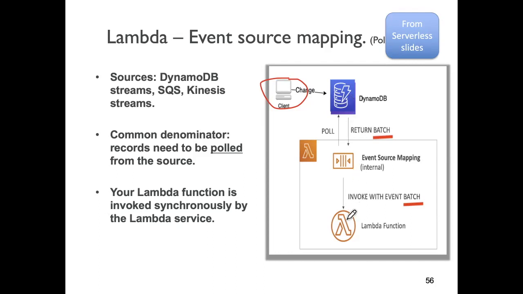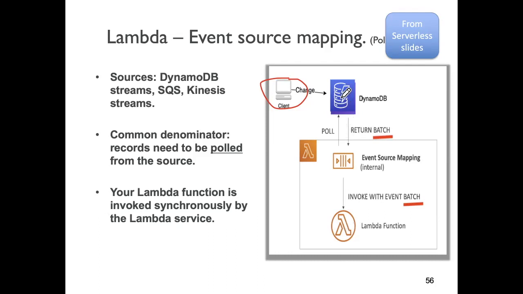Now, the Lambda may not be interested in all of those, but unfortunately we cannot be specific about when this Lambda should be executed. The most we can do is to say, execute or trigger this Lambda whenever the state of my DynamoDB table changes.